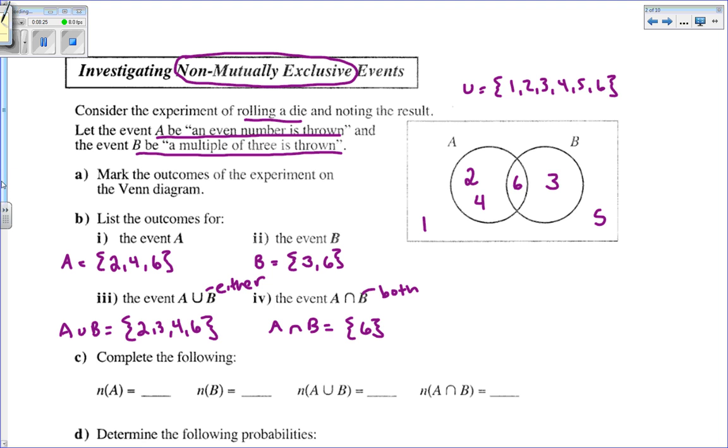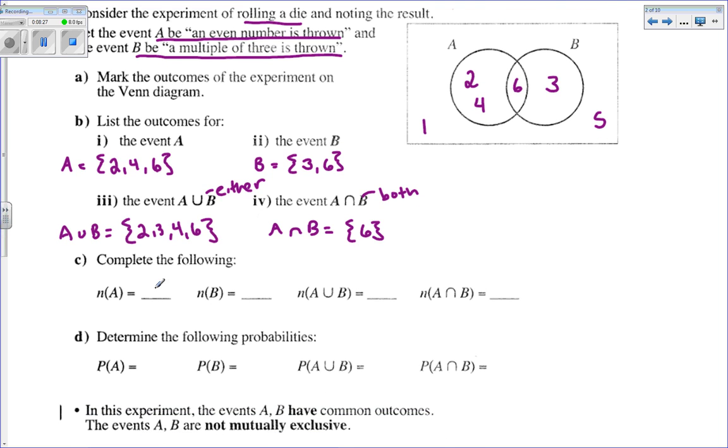So the number of outcomes in event A is 3. The number of outcomes in event B is 2. The number of outcomes in A or B is 4. And the number of outcomes in A and B is 1. And I'm just taking that from the sets that I've written there. So then the total number of outcomes in each case is always 6. Okay, we're always over 6.